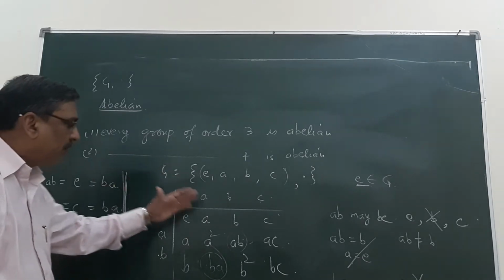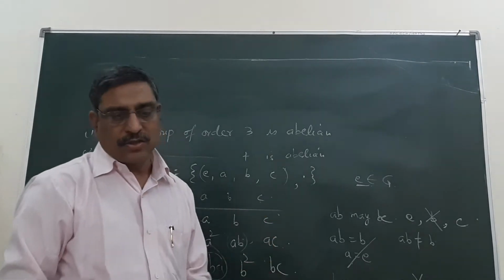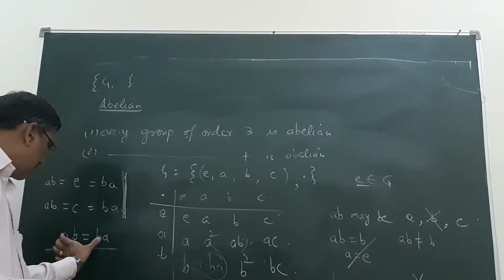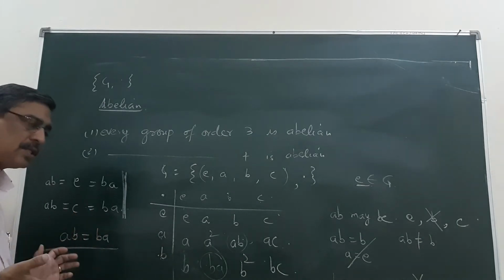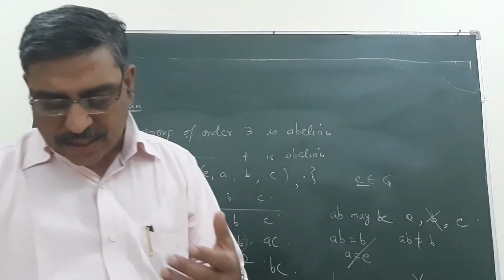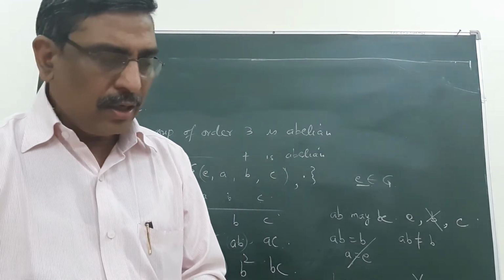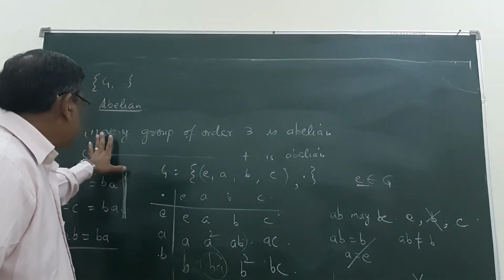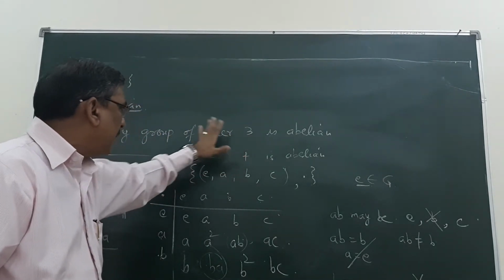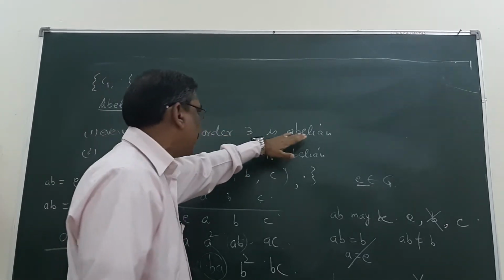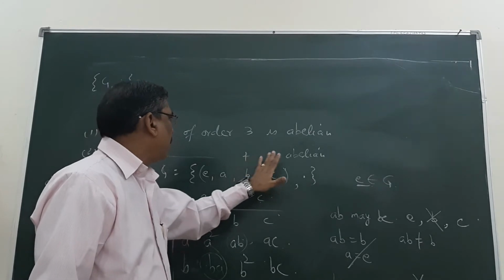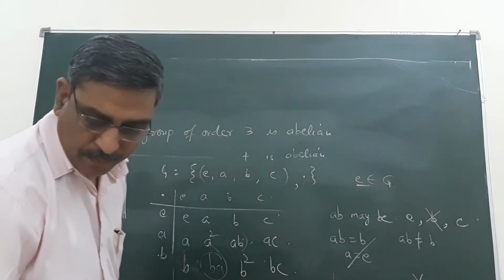In similar fashion, we can prove the other results also. So we can say ab is equal to ba, which means the commutative property holds good. In the similar way, every group of order 3 can also be proved to be abelian, and every group of order 4 is an abelian group.